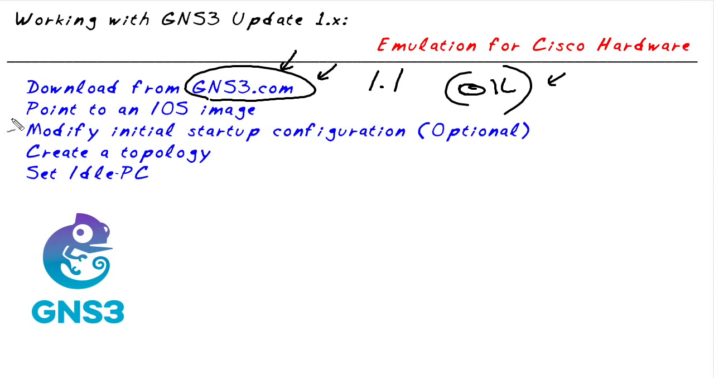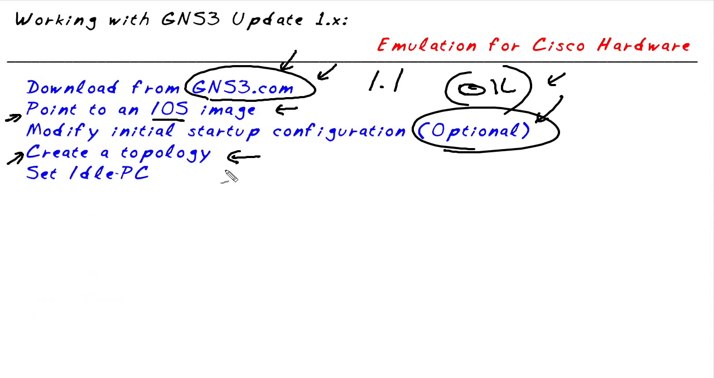Once it's installed and running, we're going to point to an iOS image that's done slightly different than it was in previous versions. If we want to modify the startup configuration, the basic configuration for a brand new router on a new topology, we can tweak and tune that as well. I'll show you how. And then we'll simply create a topology. And then we will want to set the idle PC at least once on our model of router that we're using. And then in the future, it'll remember that idle PC, and we shouldn't have to touch that again for that specific model of router.